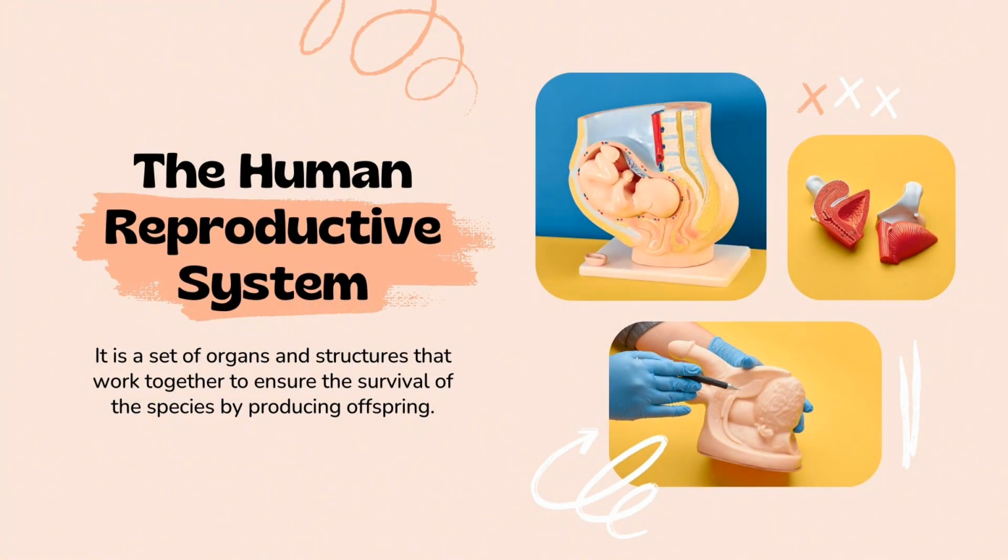Okay, so let's talk about the human reproductive system. It is a set of organs and structures that work together to ensure the survival of the species by producing offspring. So the human reproductive system is the system in our bodies that allow us to create a new life. In simple terms, it involves the combination of a man's sperm and a woman's egg to form a new human being. So ang overall is ang reproductive system naton amo ni siyang kung paano ang mga tao ba maka-reproduce kag maka-continue the cycle of life by creating an offspring.